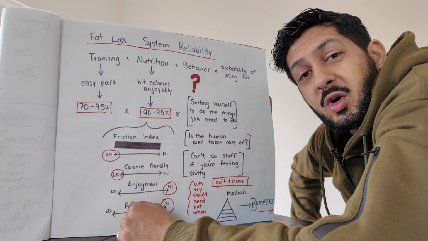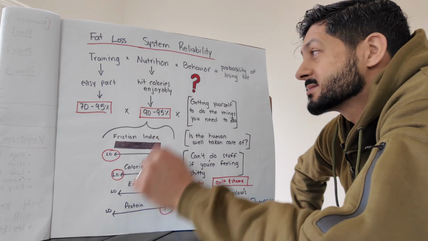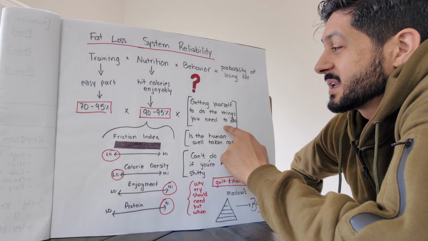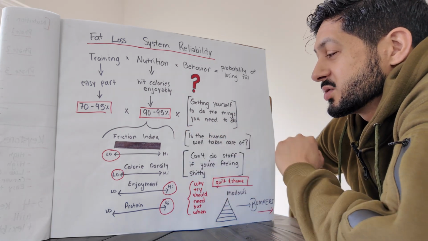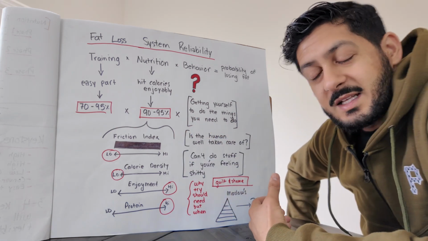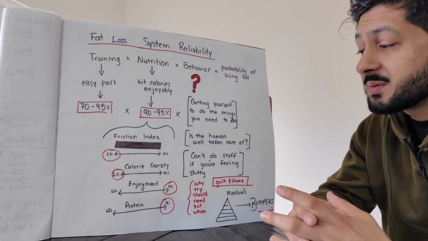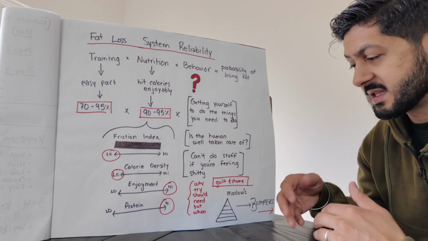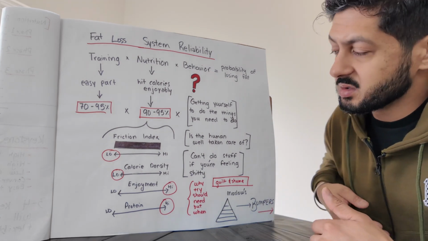The least reliable component in most systems: human behavior. Okay, so this comes down to getting yourself to do the things you need to do. What is that? This is the human behavior part, and we're going to keep this one short because we're going to dive into it a little bit separately in the next few videos.